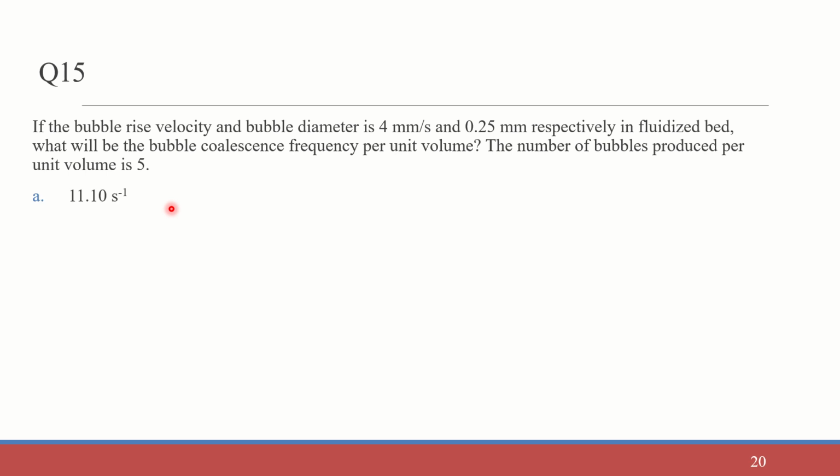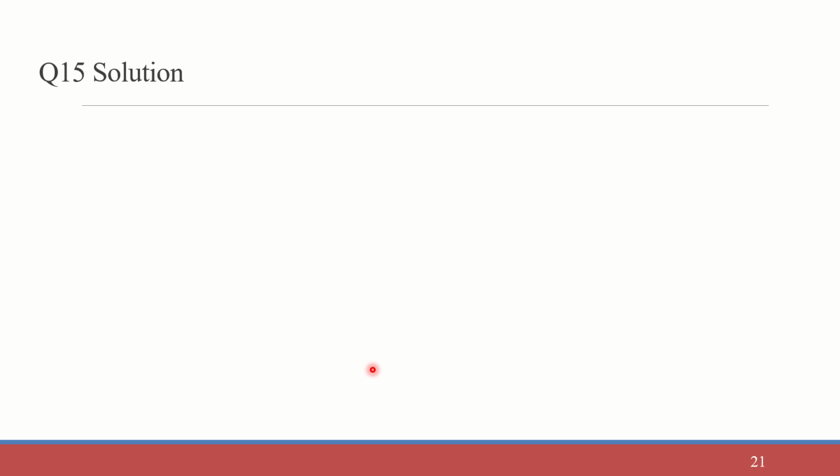Option A is 11.10 per second, option B is 12.16 per second, option C is 9.17 per second, and option D is 16.26 per second. If the bubble rise velocity and bubble diameter are given, what is the bubble coalescence frequency per unit volume, and the number of bubbles produced per unit volume is 5? So the answer is actually option A, but we'll see how to do the calculation first.